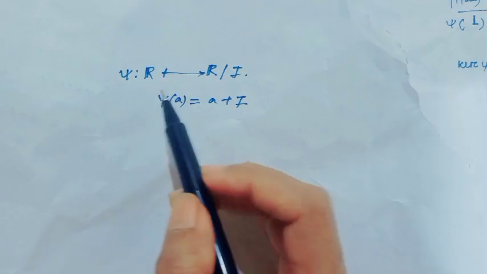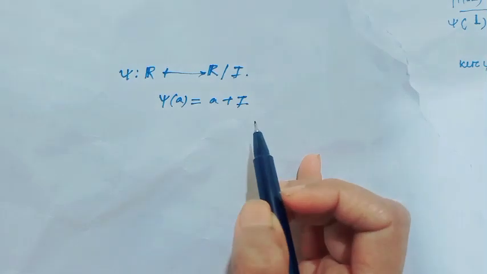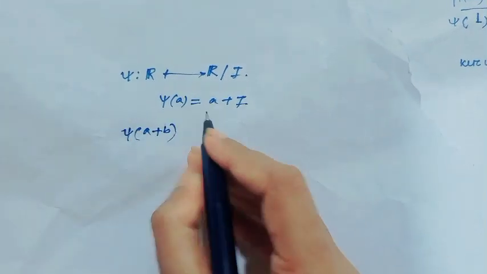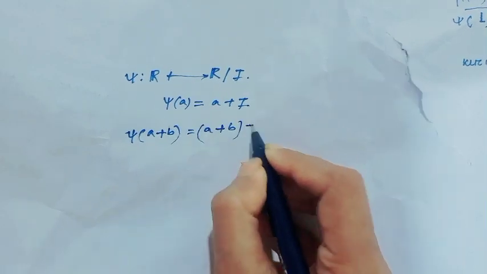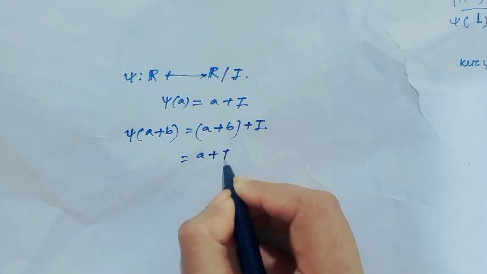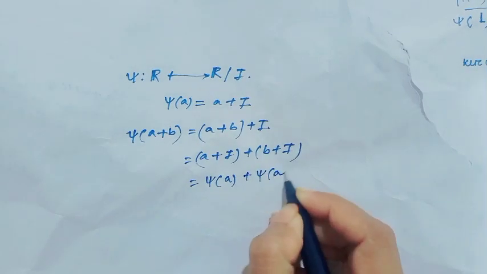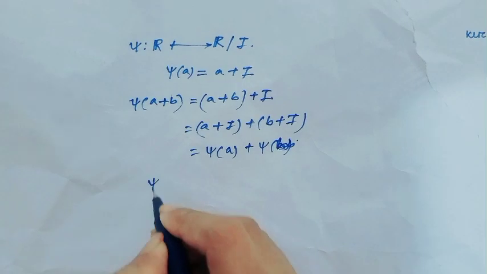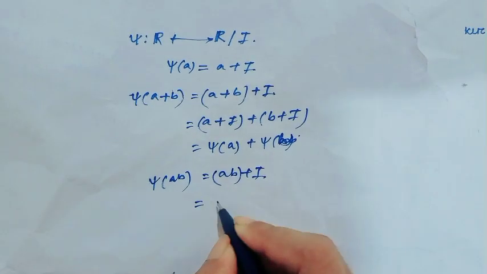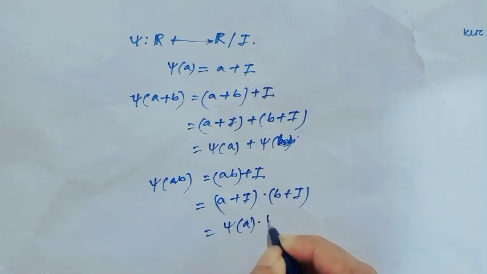Now if we consider such a mapping psi from R to R mod I such that psi of A equals A plus I, obviously this type of mapping is always a ring homomorphism, because psi of A plus B, by definition, equals A plus B plus I, and by the definition of quotient ring, this equals A plus I plus B plus I, which equals psi of A plus psi of B. And psi of AB equals AB plus I, and by the definition of quotient ring, this equals (A plus I) times (B plus I), which equals psi of A times psi of B.